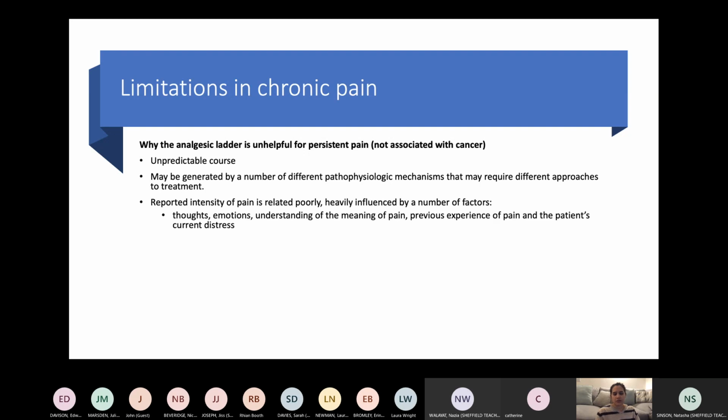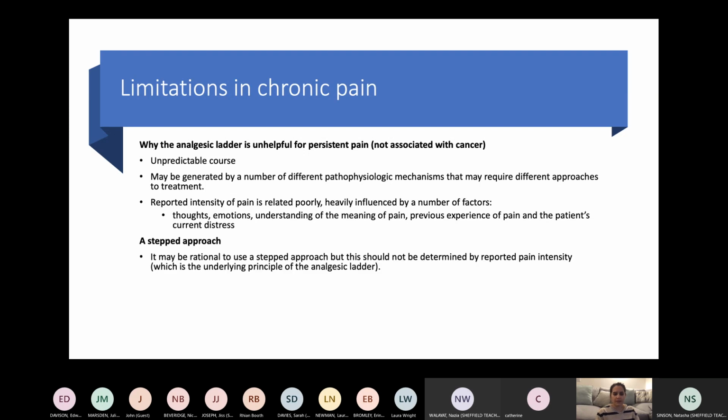It talks about the fact that when you self-report pain, it obviously varies from person to person, and the intensity of pain can change depending on what the situation is at the time, and how emotions and thoughts and distress can affect that. So it then talks about the stepped approach and saying that, again, you need to be a bit careful of how people self-report pain and how you're going up that analgesic ladder.